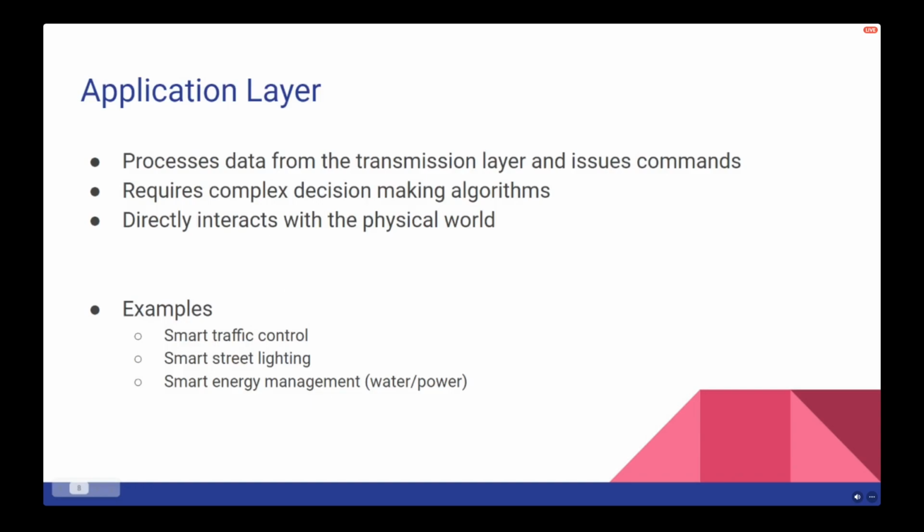And then that brings us to the application layer. And the application layer processes data from the transmission layer and issues commands. The application layer also requires complex decision-making algorithms so that it can make correct decisions based on the information given from the perception layer, and it also directly interacts with the physical world. Some examples of devices at the application layer are smart traffic control, smart street lighting, and smart energy management. Next slide, please.